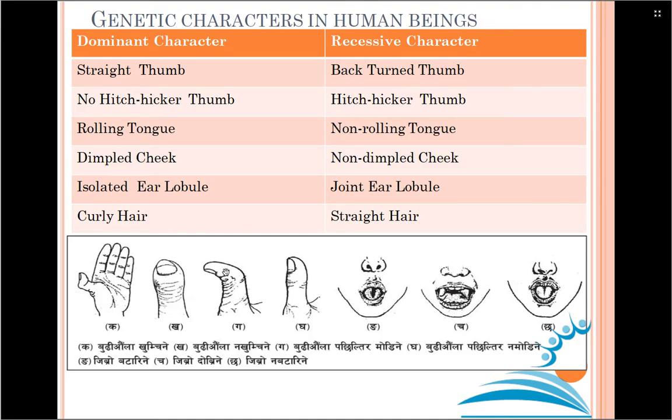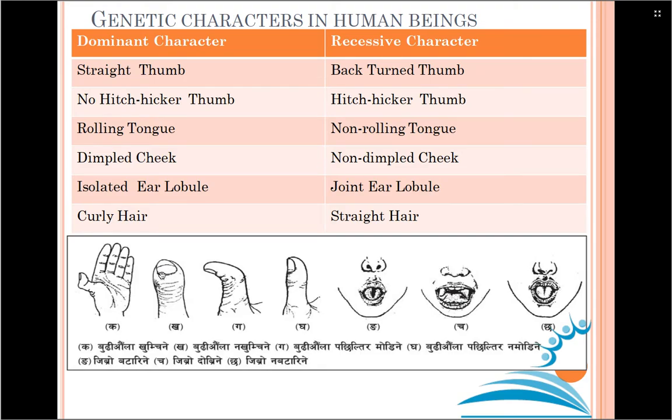It doesn't. It is turning back. So this remains hidden in most of the cases. Only in few cases you can see it, but most of the people have a straight thumb. It doesn't bend. Since this kind of thumb is present in more of the population, it is a dominant character. So if it is bent, then it is hitchhiker's thumb, and if not bent, it is not hitchhiker's thumb. In many people you can see such a thumb. So this is a dominant character.